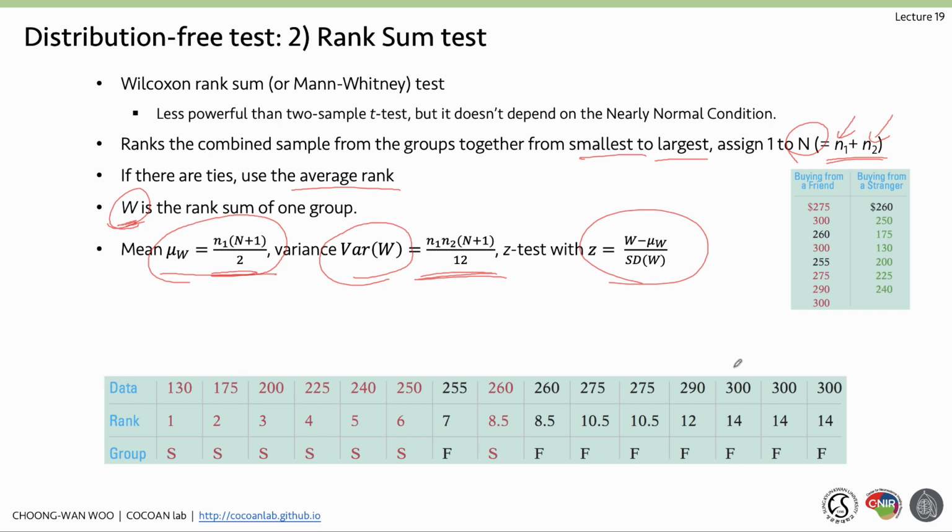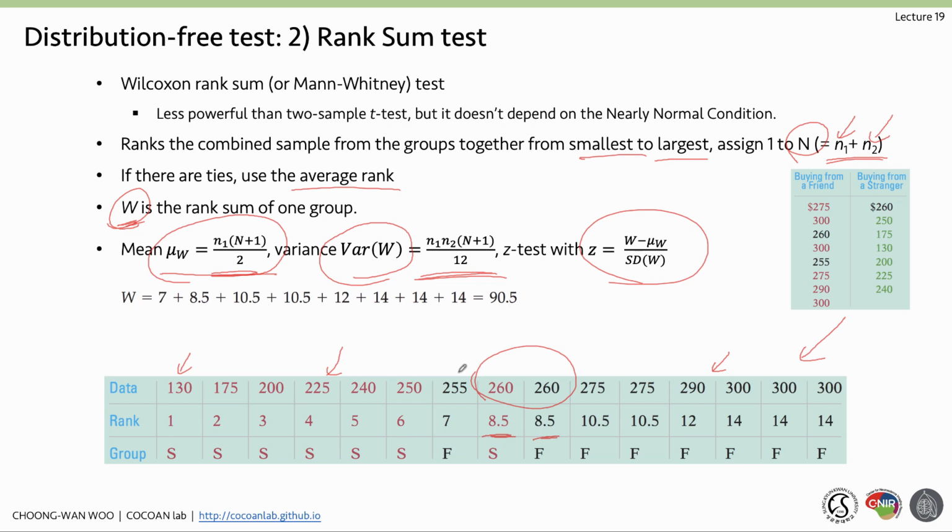So let's say you have these values and you rank them across the groups. So you have 130 and 175 and so on, and then you assign the numbers 1 to 14. And if there is a tie, you can say 8.5 and 8.5. So this is the same data set, and then you just rank them. And here red is one group and black is another group.